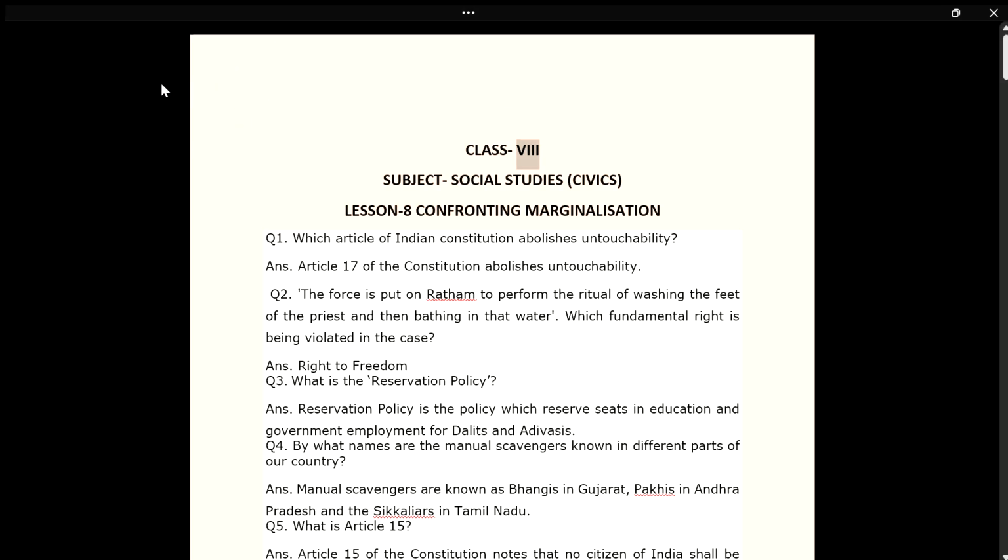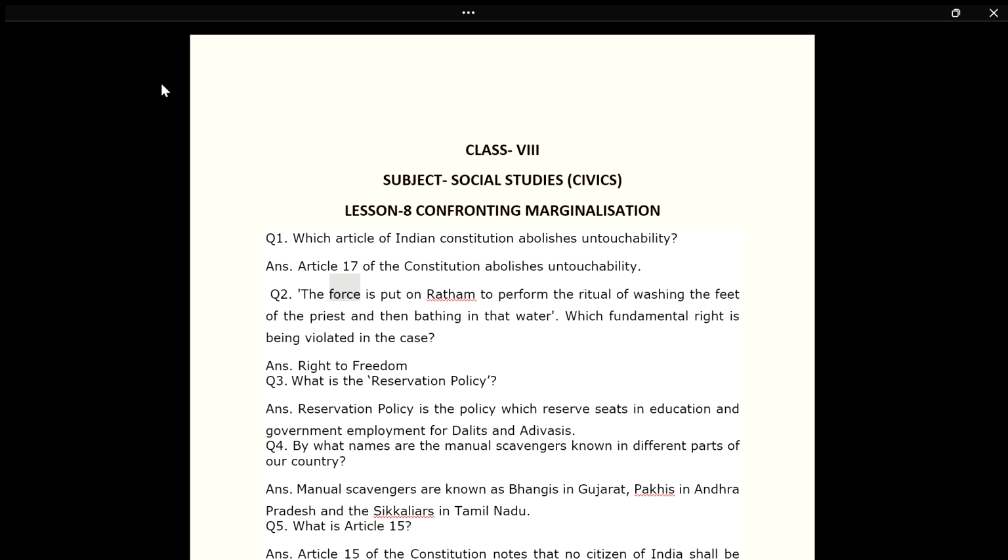Class 8. Subject: Social Studies, Civics. Lesson 8: Confronting Marginalisation. Q1. Which article of the Indian Constitution abolishes untouchability? Ans. Article 17 of the Constitution abolishes untouchability.